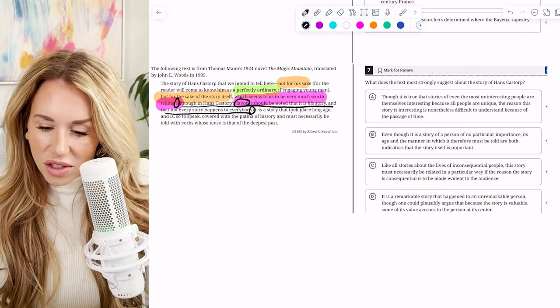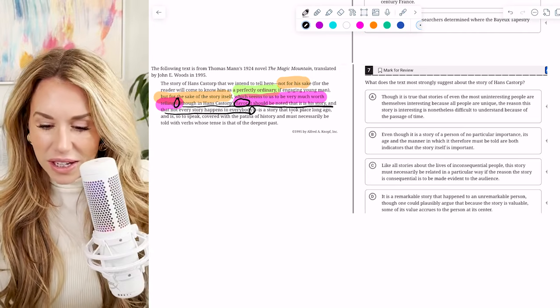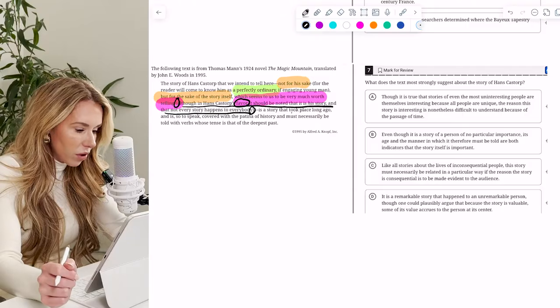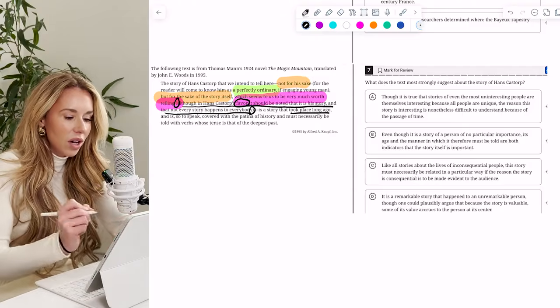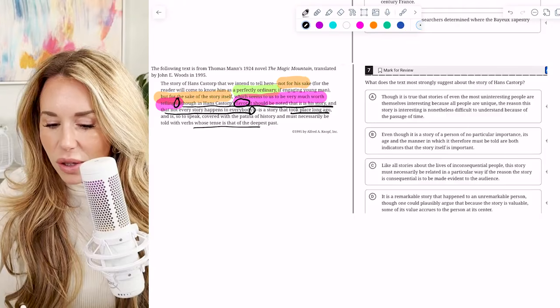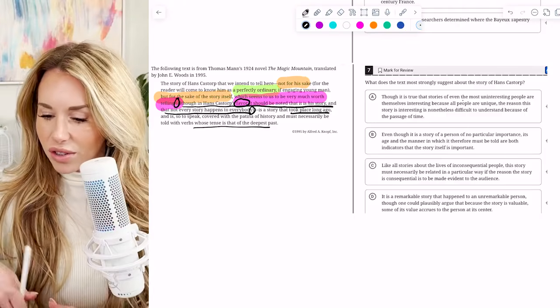Okay, it's a story that took place long ago and is, so to speak, covered with the patina of history and must necessarily be told with verbs whose tense is that of the deepest past. So it took place a long time ago. It needs to be told in a certain way. Let's go ahead and look at the answers.